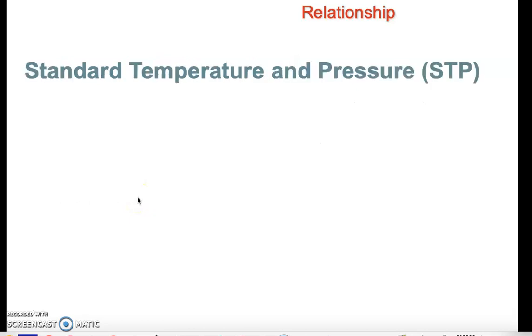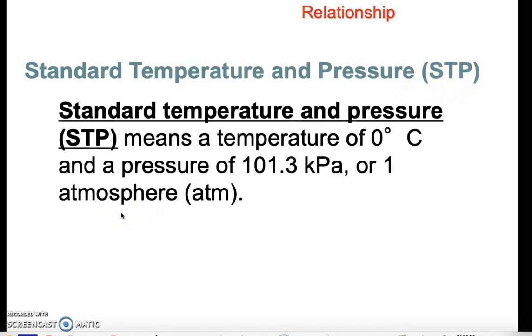Now let's talk about standard temperature and pressure, abbreviated STP. STP means a temperature of 0 degrees Celsius and a pressure of 101.3 kilopascals. So if you're at 0 degrees Celsius and 101.3 kilopascals, you are at STP.